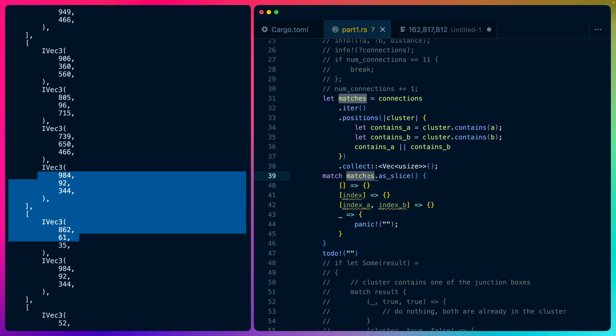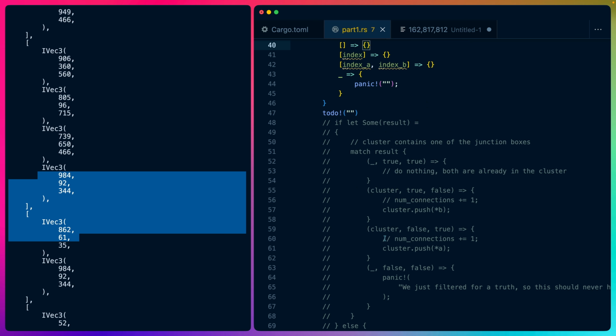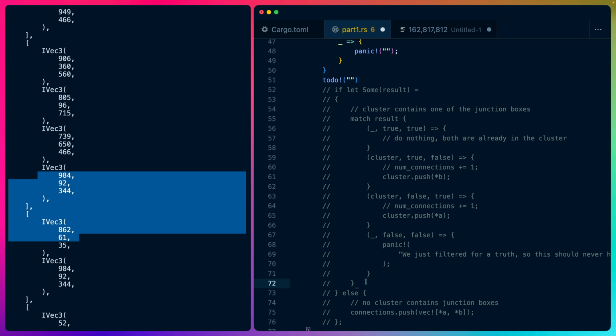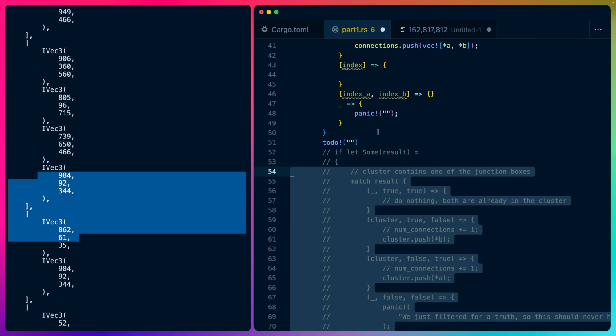So we should be able to take that matches, turn it into a slice, and match on the number of potential values. We're either going to have no matches, one match, or two matches. If we have more than two matches, then we have a problem, because that means that we inserted multiple independent pairs of two that already had matches existing. So we've messed something up. If this happens, we panic. If there's nothing, then we push our two in. If there's one, we need to pull this shenanigan that we already wrote.